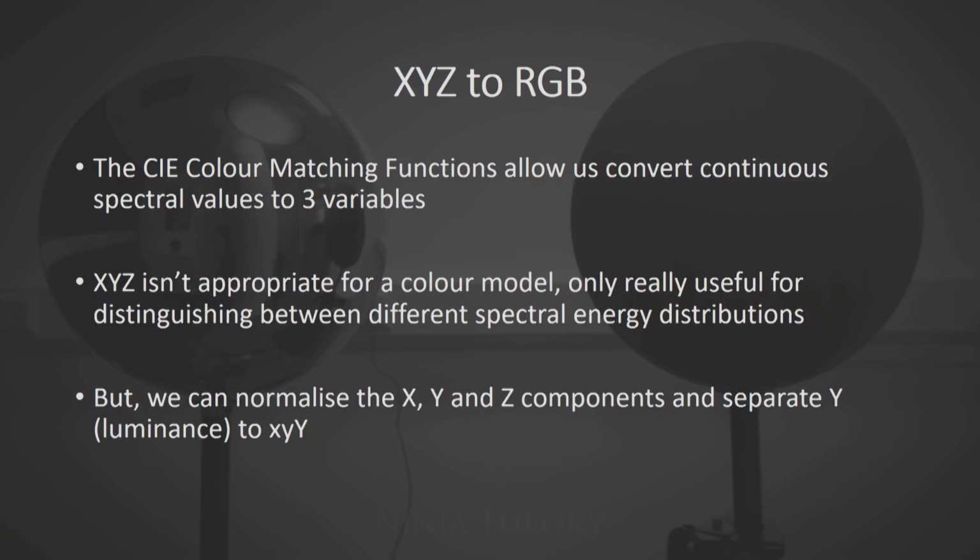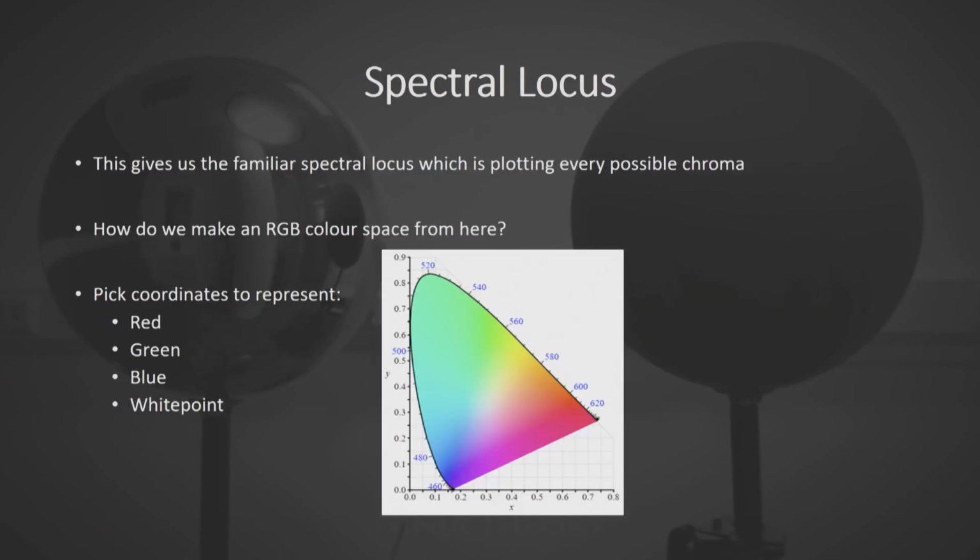And what we can do is normalize the X, Y, and Z components and plot them onto a graph into x, y, Y space, which gives us the spectral locus, which I'm sure all of us are very familiar with, right? So this diagram demonstrates all the reds, all the greens, all the blues, everything in between that we as humans are capable of perceiving in visible light. Okay, so we've gone from continuous spectral data to XYZ, and now to the spectral locus.